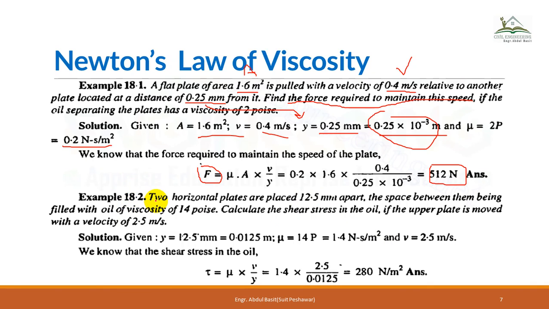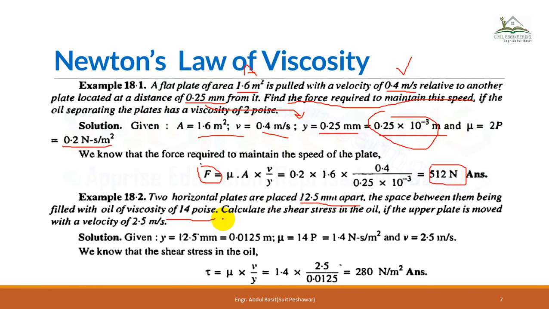The next example tells us two horizontal plates are placed 12.5 millimeters apart. So 12.5 millimeters apart refers to that y. Y is given over here. The space between them is filled with oil of viscosity 14 poise. So 14 poise will be equal to 1.4 Newton seconds per meter square. Calculate the shear stress in the oil.